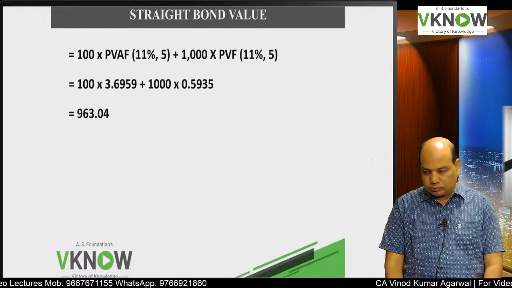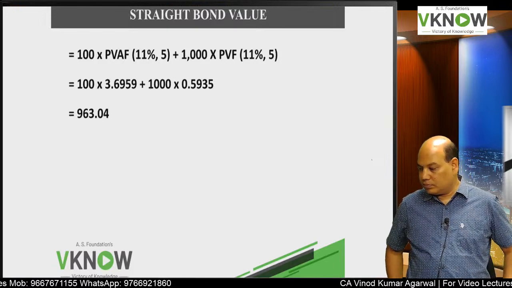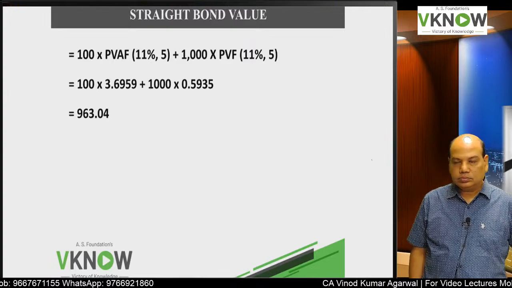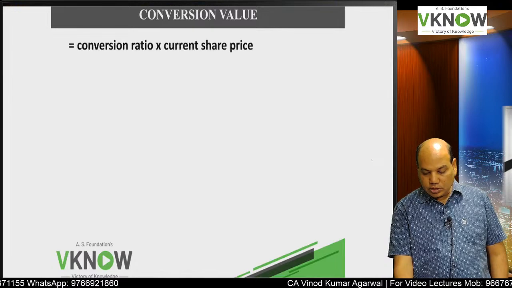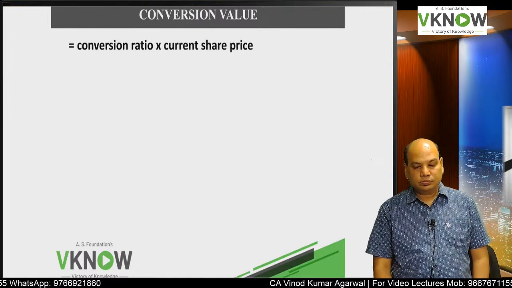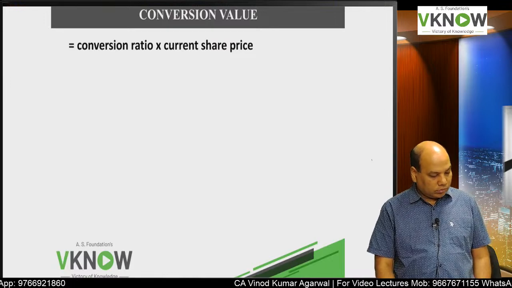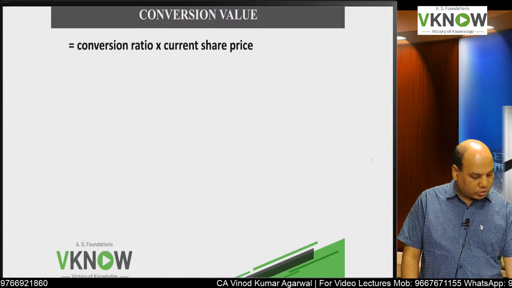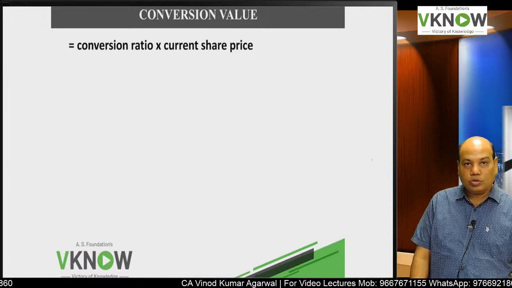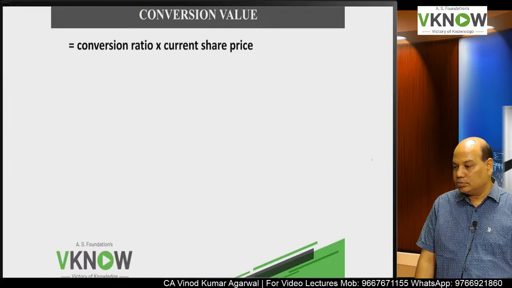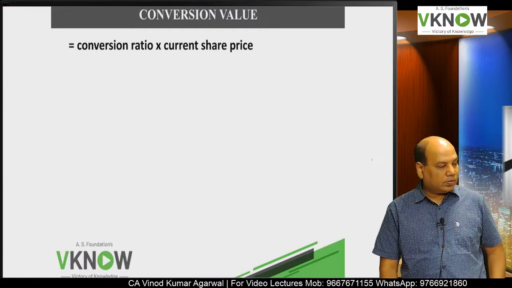This is 963.04. Is it right? 963.04. Then write down conversion value. Conversion value is also called stock value. Also called stock value of the bond. Formula is conversion ratio into current share price.